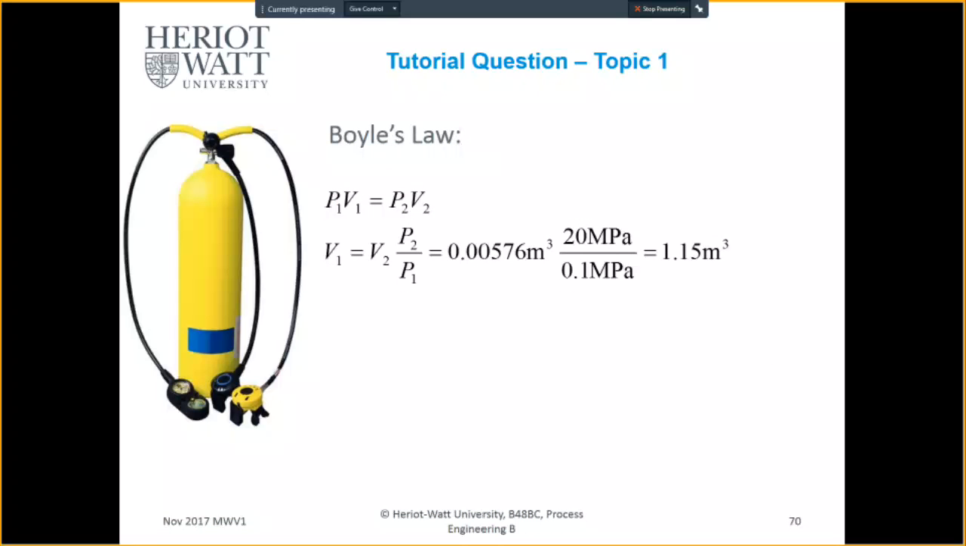And from that, you can use Boyle's law to calculate the final volume, which is 1.15 meters cubed.